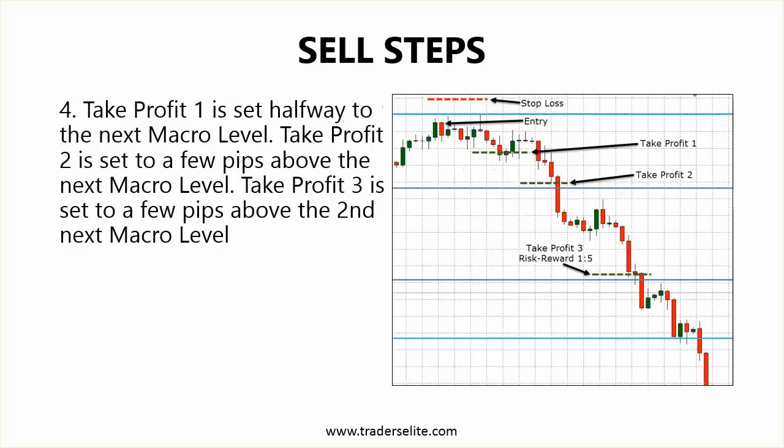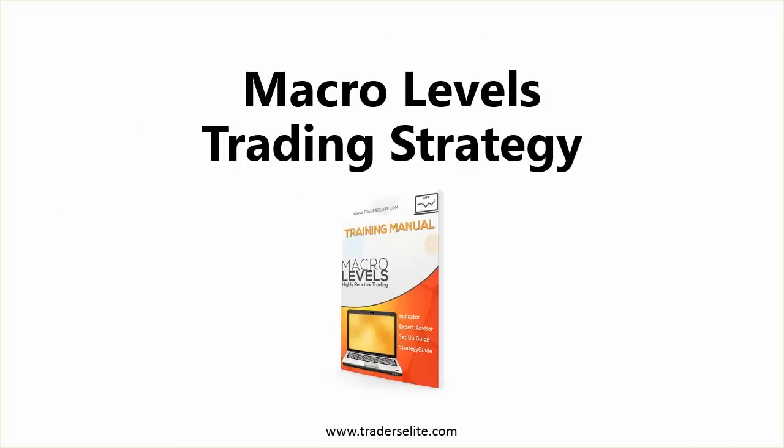Okay, so back to the steps. In step 4, take profit 1 is set halfway to the next macro level. Take profit 2 is set a few pips above the next macro level. And take profit 3 is set a few pips above the second next macro level. Okay, and that concludes this part of the training.